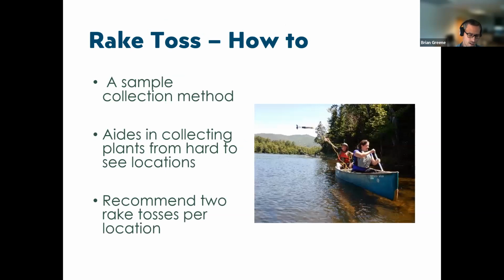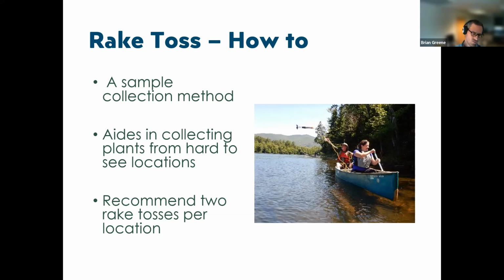The other tool that we have to help monitor is what we call a rake toss. So this is a sample collection method where you have these aquatic rakes. It's two garden rakes that are just tied together and then tied to the end of a rope. Sometimes you'll be able to see a plant 10 feet underwater, but it's like, I'm not exactly sure. I see it. It could be an invasive species, but it's hard to tell 10 feet underwater. Well, this is where an aquatic rake comes useful.